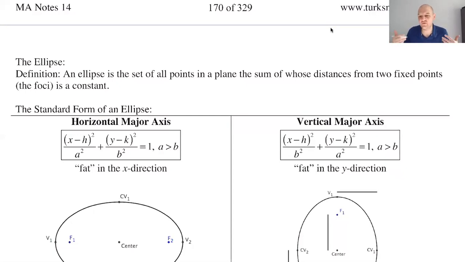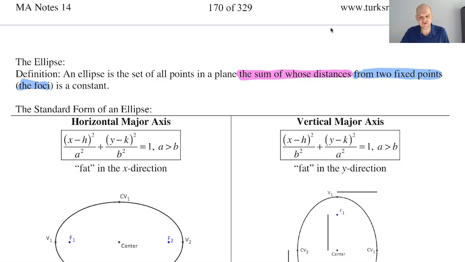So let's say, what's the definition of an ellipse, right? The definition of a circle is the set of all points in a plane a fixed distance from a particular point. The definition of an ellipse is the set of all points in the plane, the sum of whose distances from two fixed points, which are called the foci, is a constant.